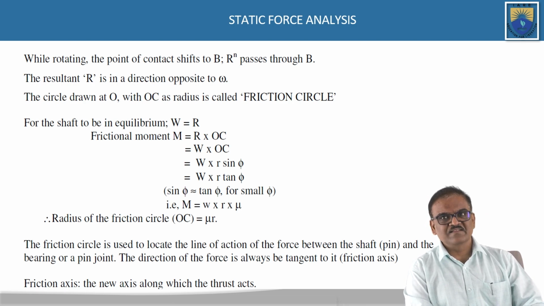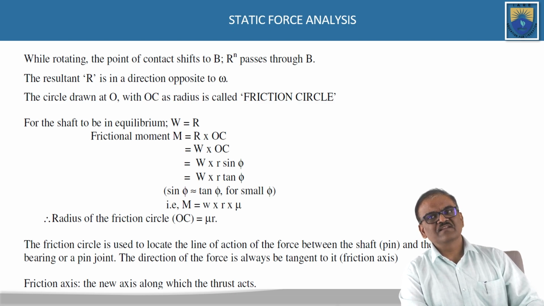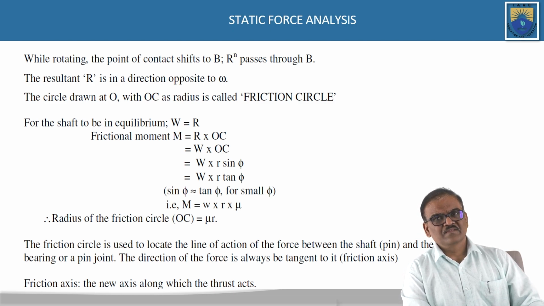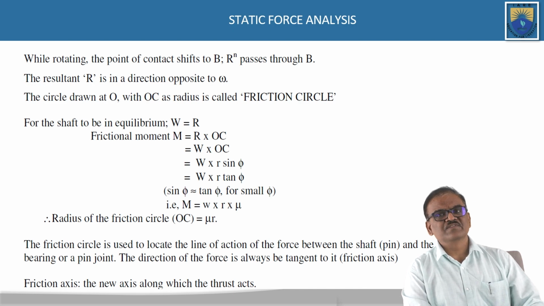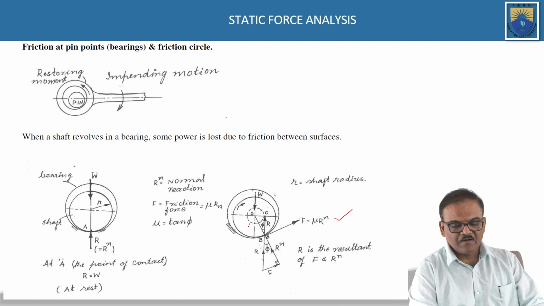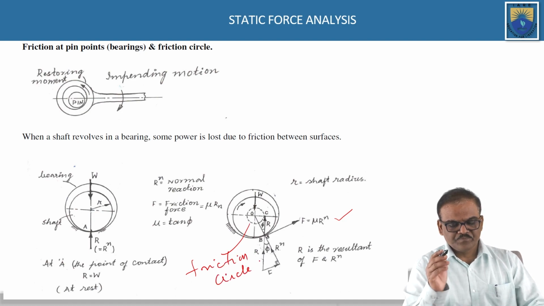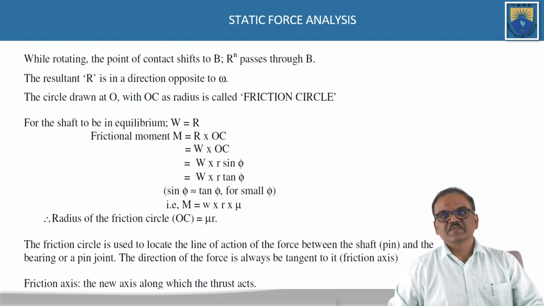Where phi is very small, sin phi is approximated to tan phi. Therefore, for small angles, the frictional moment is equal to the weight of the shaft into the radius of the shaft and the coefficient of friction mu. Therefore, R into mu is called the radius of the friction circle. When you see here, this is called the friction circle.